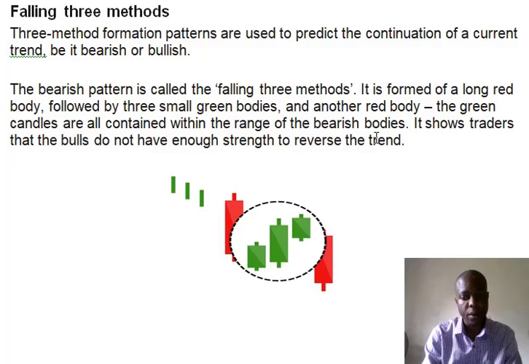The green candles are all contained in the range of the bearish body, as you can see. This 1, 2, 3 is contained in the range of this red candle, as you can see. It shows traders that the bulls do not have enough strength to reverse the trend. So this signals further downtrends.